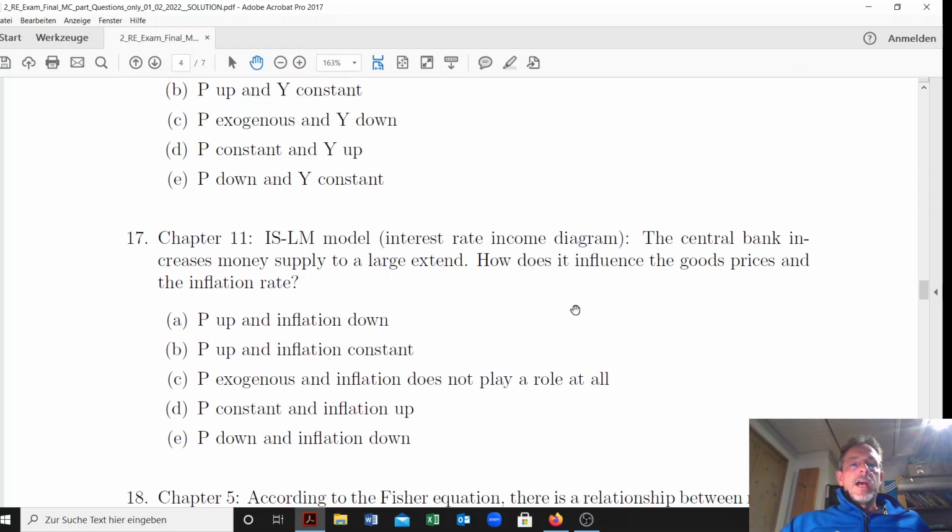Chapter 11, ISLM model in the interest rate income diagram. The central bank increases money supply to a large extent. How does that influence the goods prices and the inflation rate? Here, we have to know that the goods prices in the ISLM model are exogenous. They do not change, and the inflation rate does not play a role in the ISLM model at all. So, the right answer is answer number C.